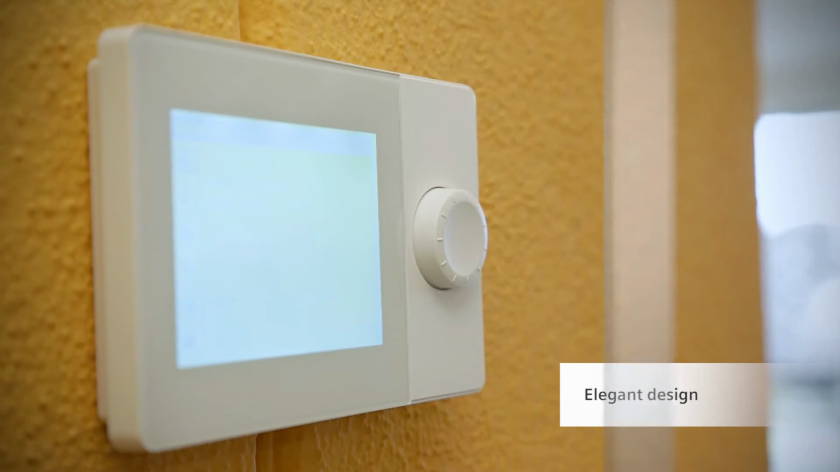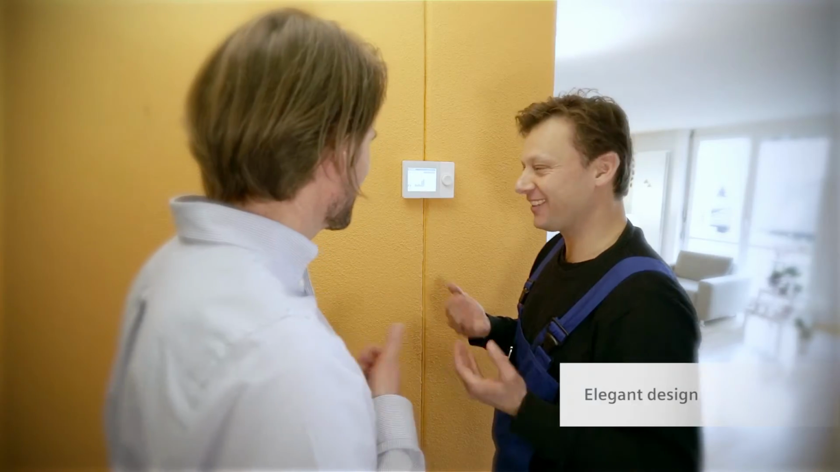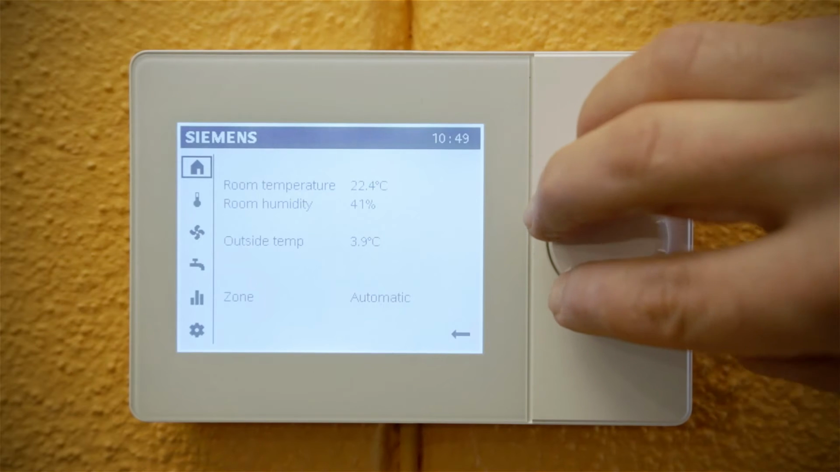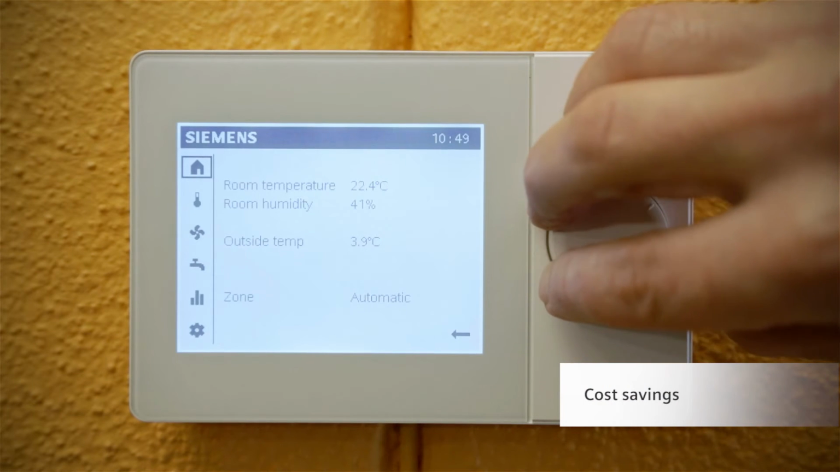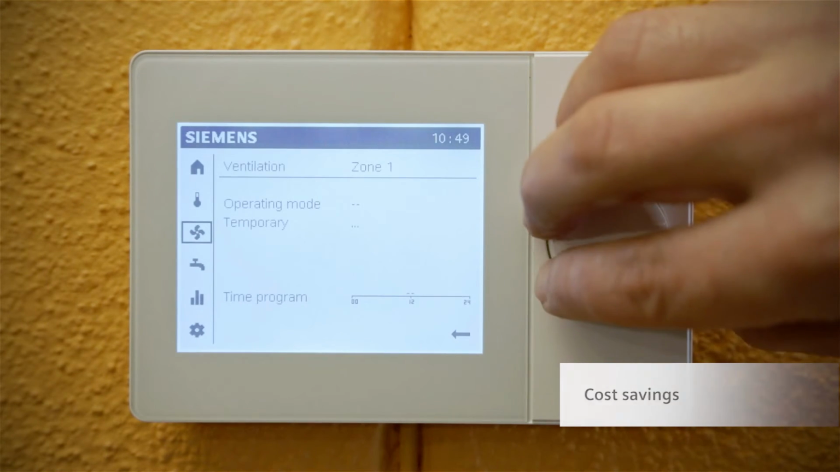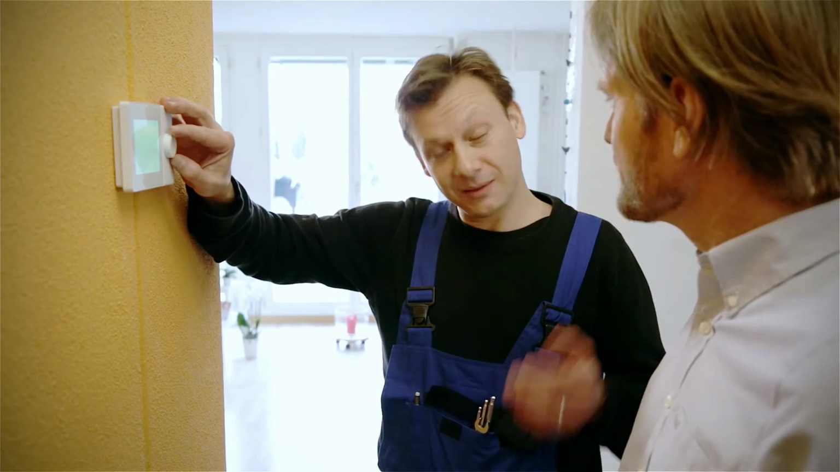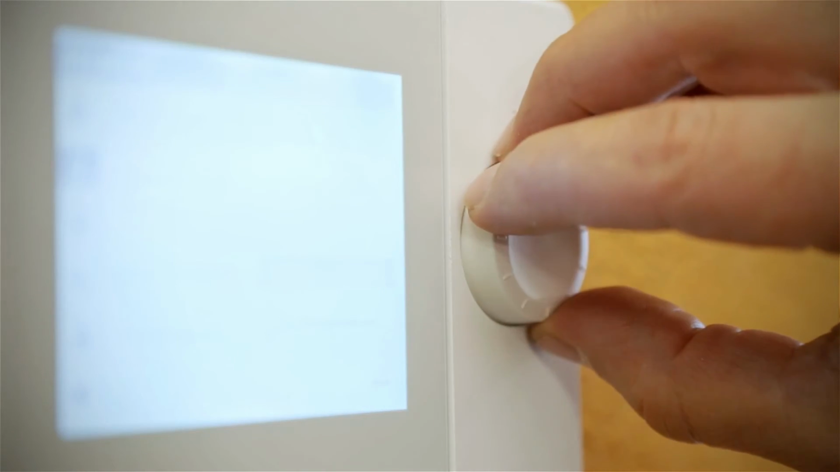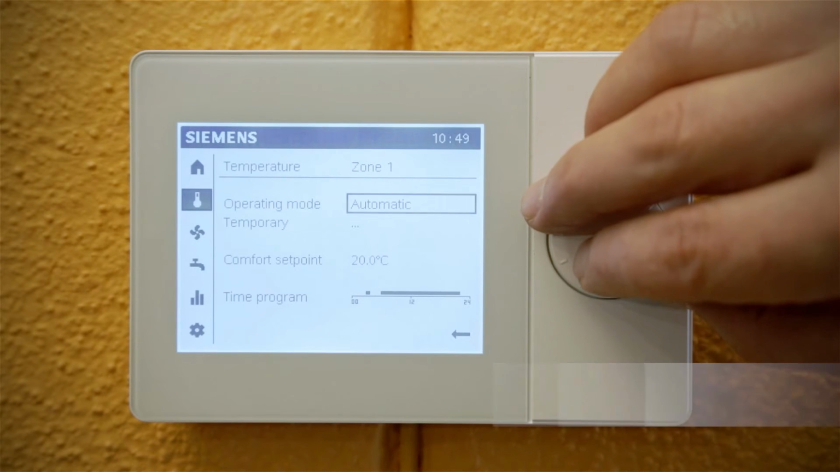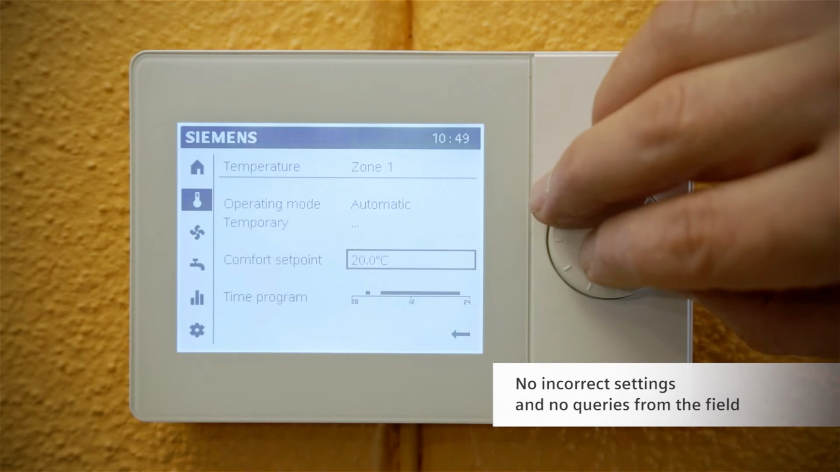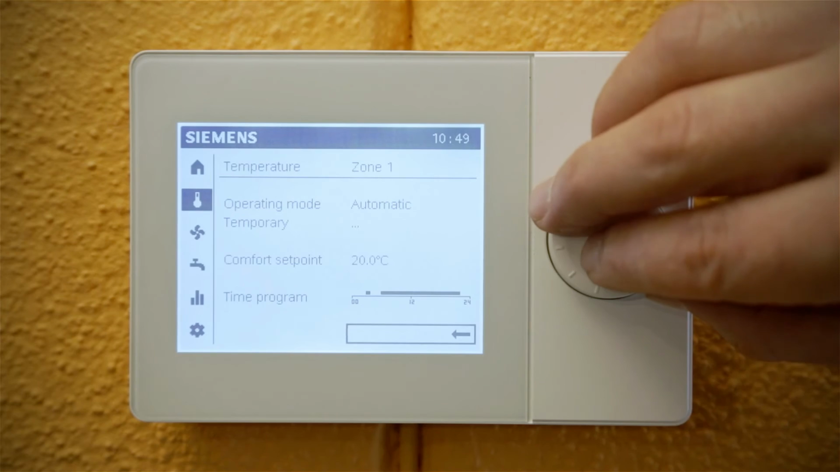The modern and elegant design blends perfectly with any environment. One single device controls heating, cooling, and ventilation, acquiring temperature and humidity. Your customers require only one knob to select all functions. They are guided through the various tasks step by step.